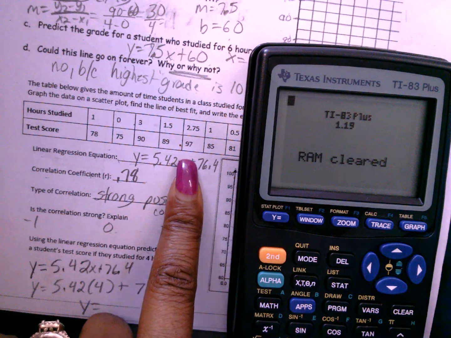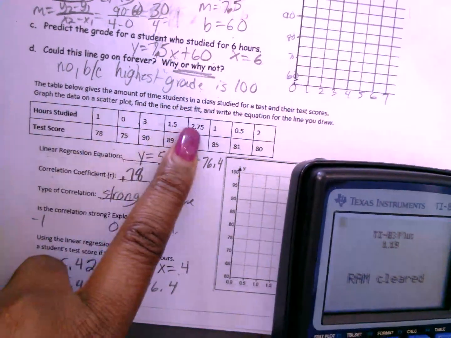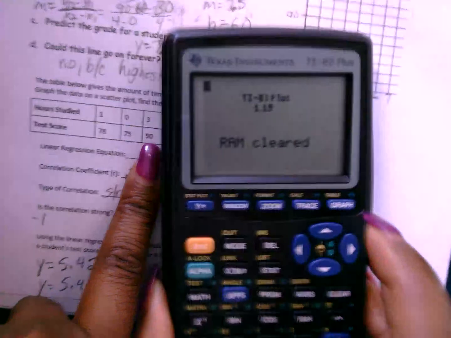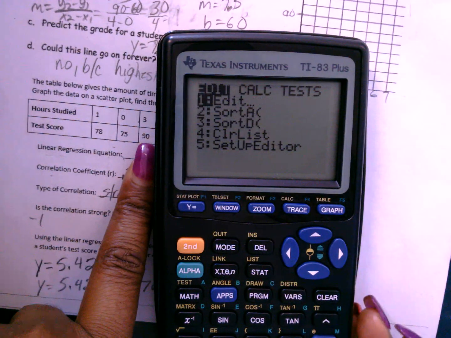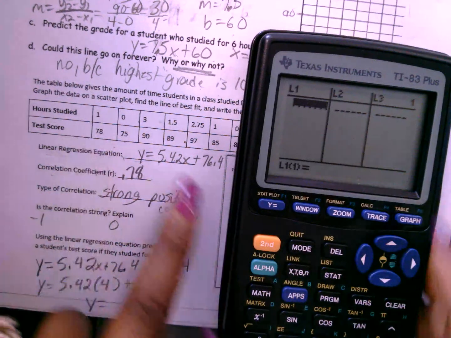Okay. And now you're gonna type in the x value in L1, and the y value in L2. So go to stat and go to edit, and let's type in the hours studied under L1.